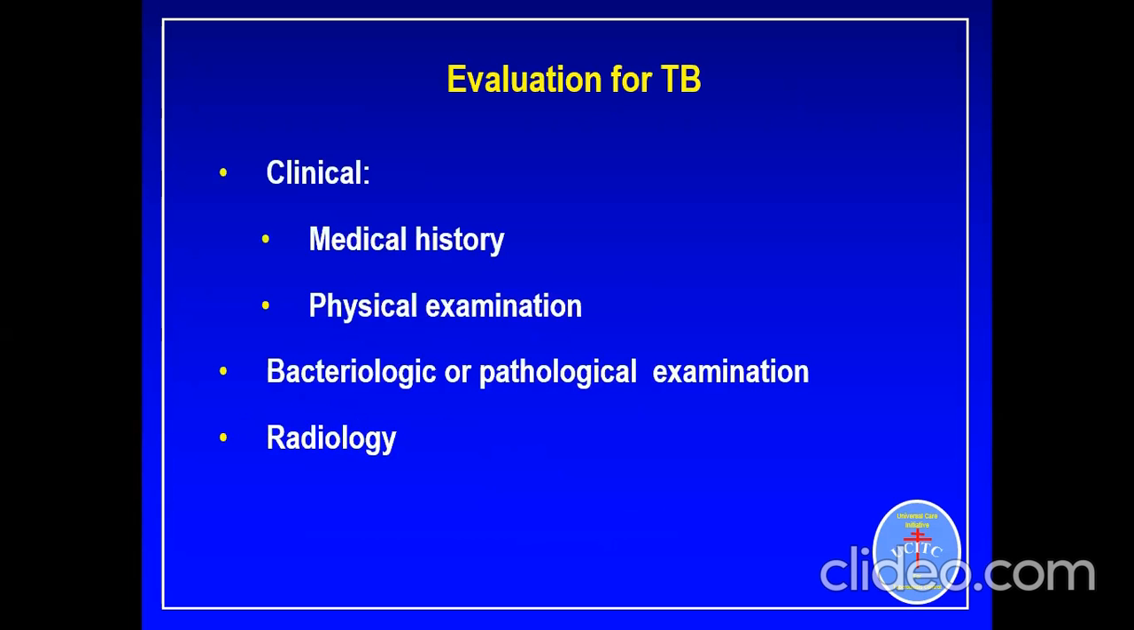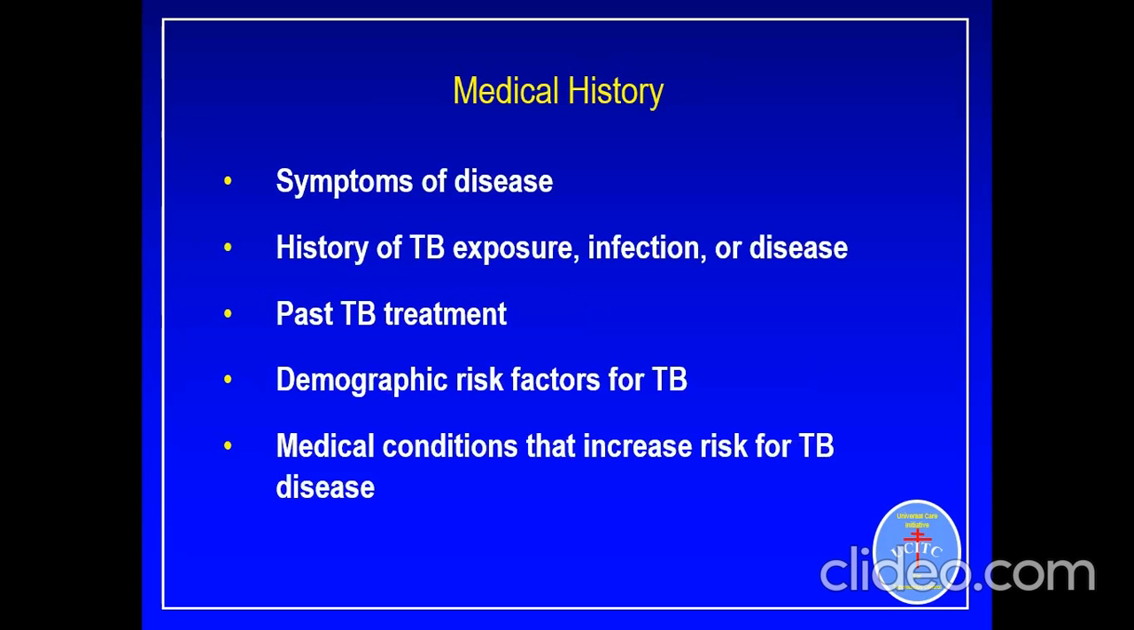So how does one evaluate for tuberculosis? We have a clinical evaluation, a bacteriological or pathological evaluation, and a radiological evaluation. In clinical, we go to the medical history and do a physical examination after having a presumptive suspicion of tuberculosis. Then we subject the person to bacteriological or pathological examination and/or radiology. So, taking the medical history, we look at the symptoms of the disease, right? So these are very important. We will come to them later.